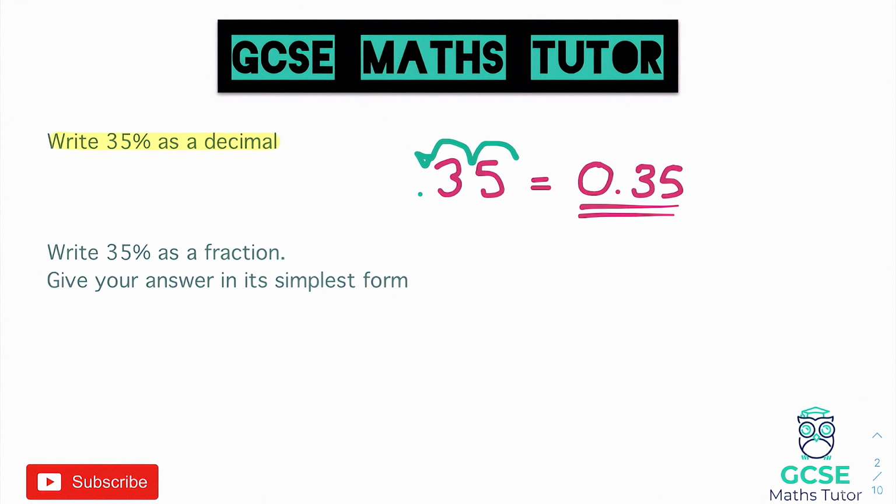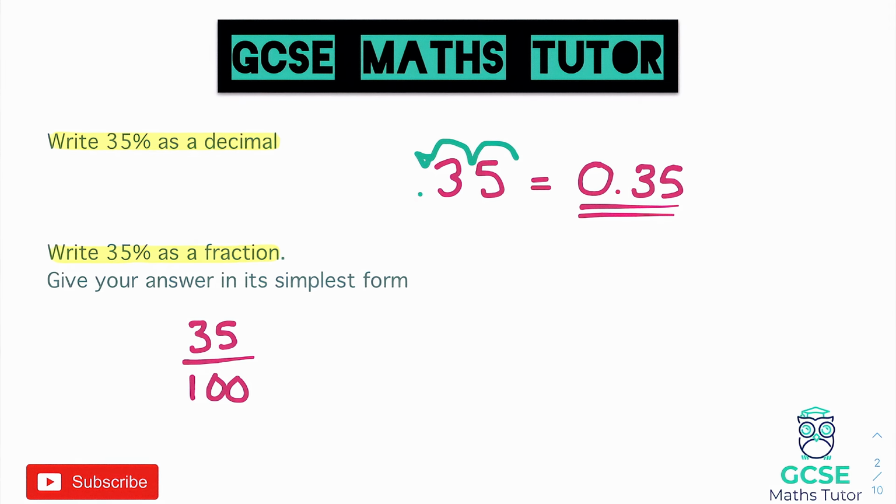Now we want to write it as a fraction. It says write 35% as a fraction. Now of course this has already given it to us as 35%, so we can straight away put that as 35 per 100, or as a fraction 35 out of 100. And again, that is all we need to do in terms of writing it as a fraction.